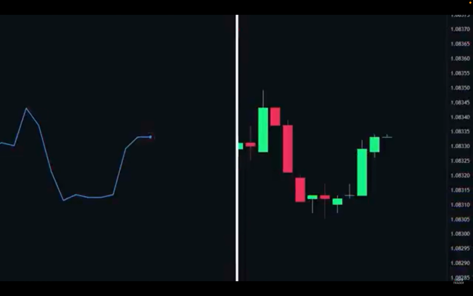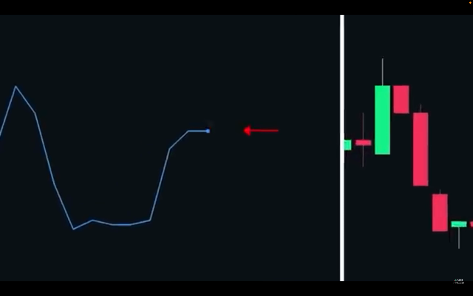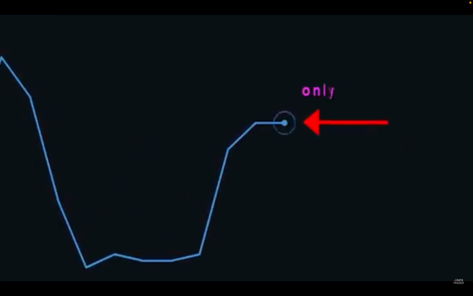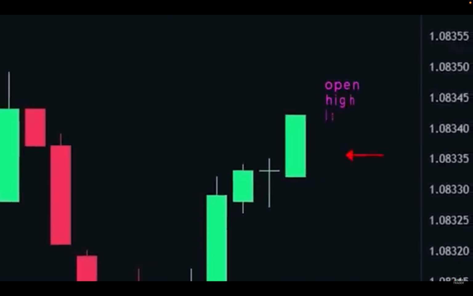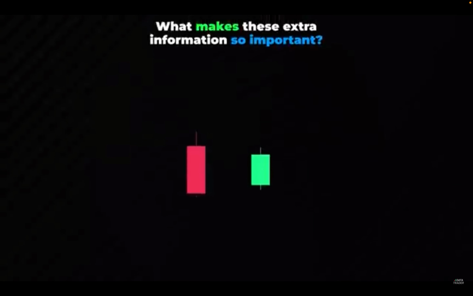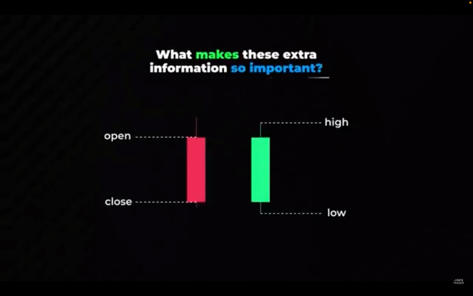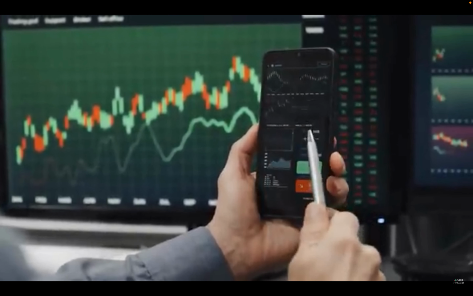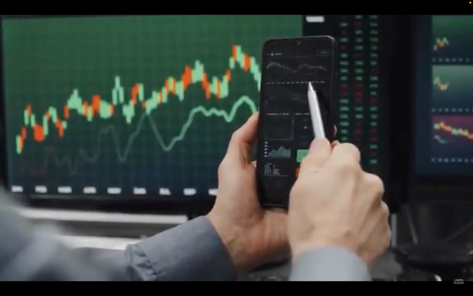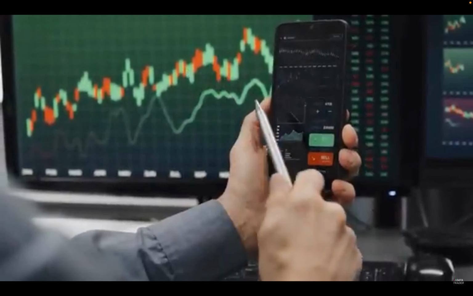To see this more clearly, here's a comparison between a line chart and a candlestick chart forming. As you can see, the line chart only displays the closing price for each period, while the candlestick chart shows more information about price movements during the same period. So, what makes this extra information so important? As traders, this information gives us a better understanding of the market, allowing us to make more informed decisions.